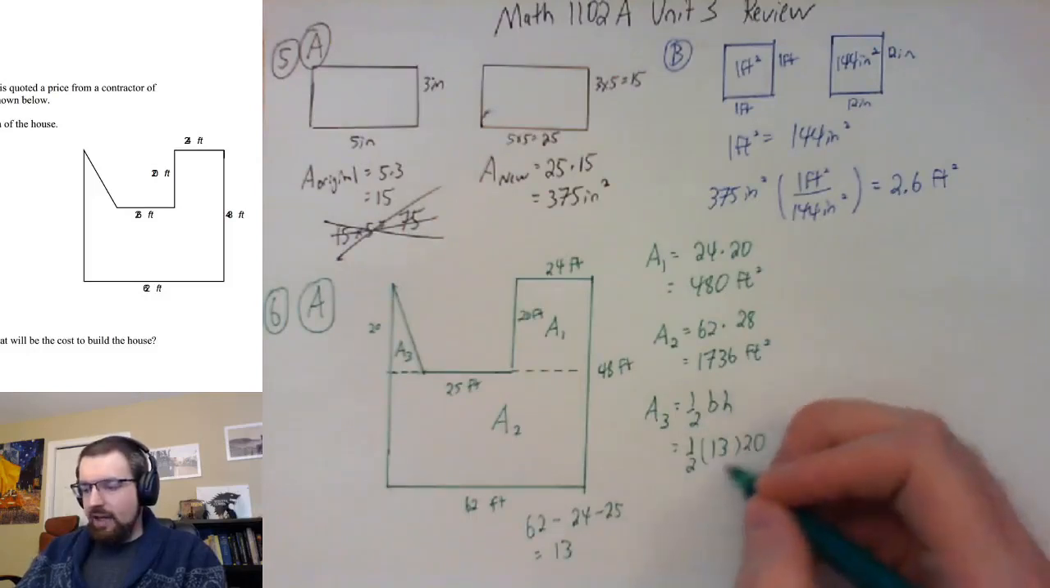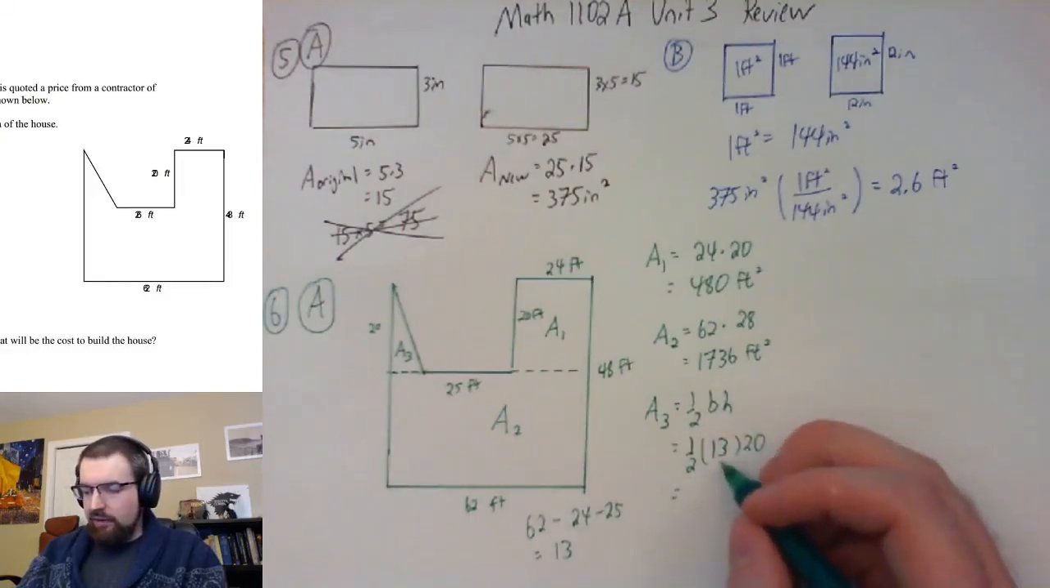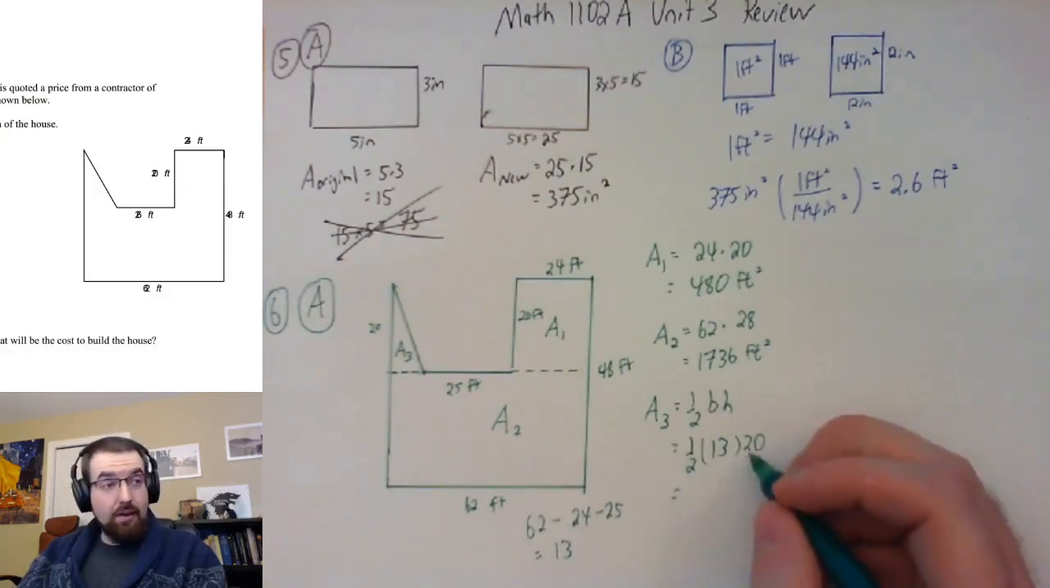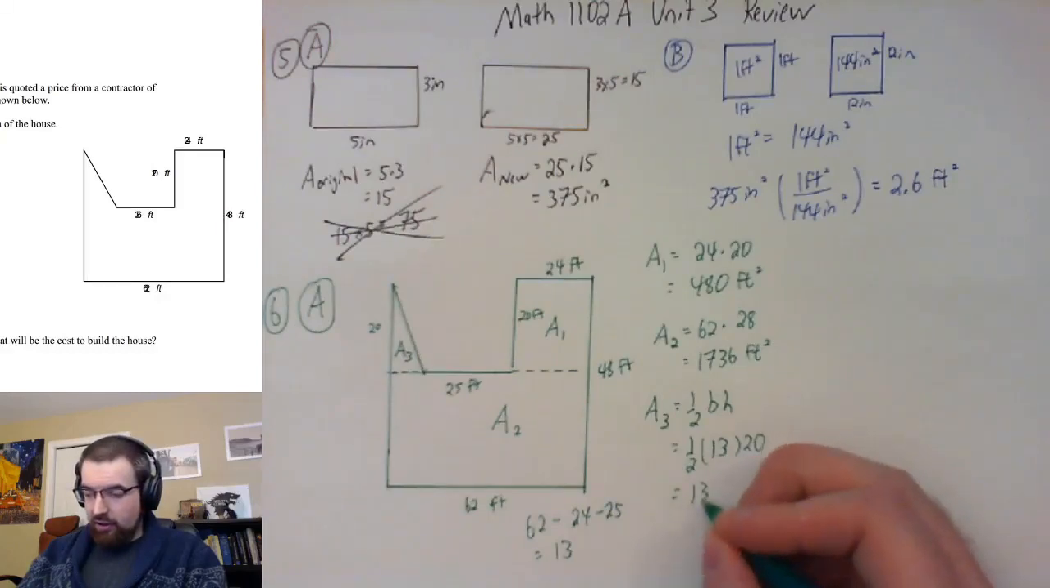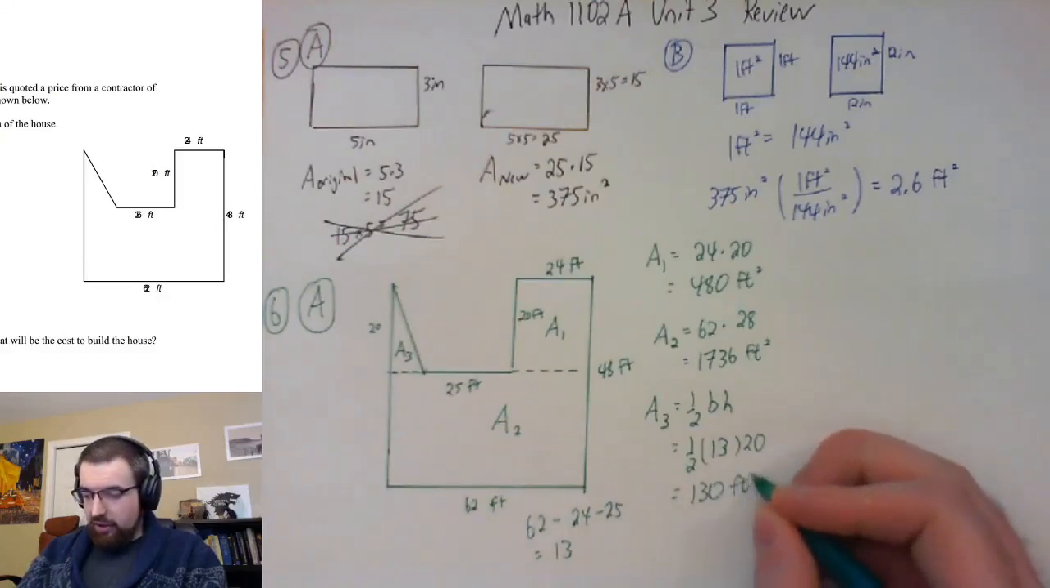Right? So a half times base times height. Here it's going to be a half times, well, half of 20 is 10. 10 times 13 is 130. So that's 130 square feet.